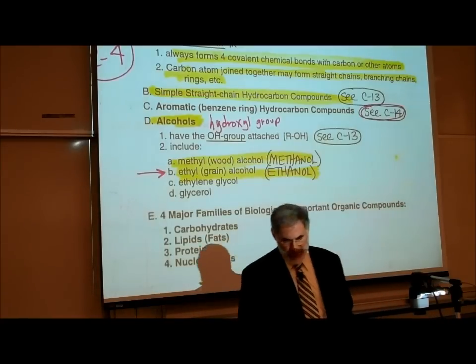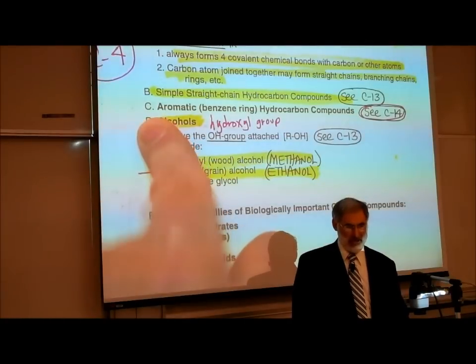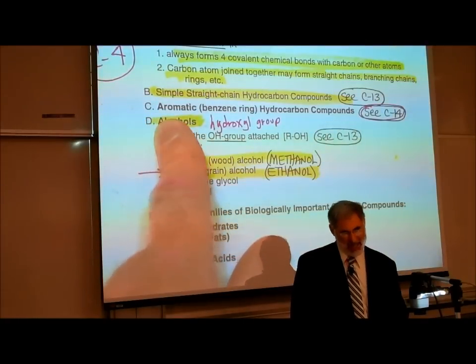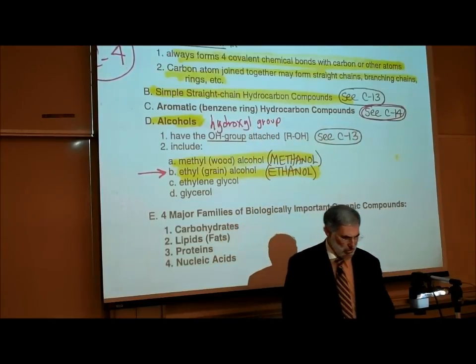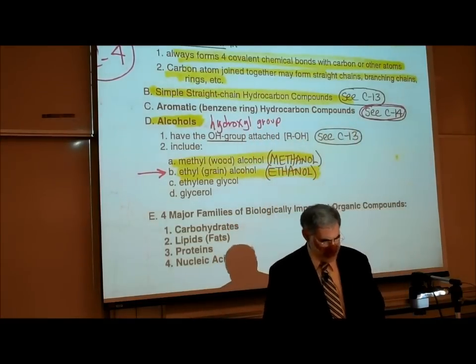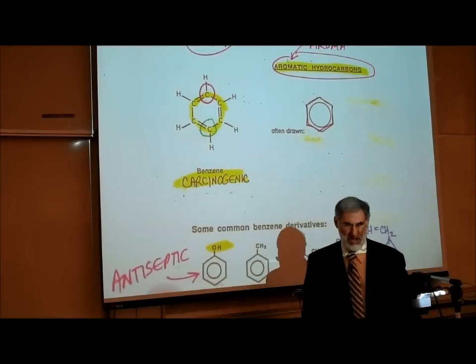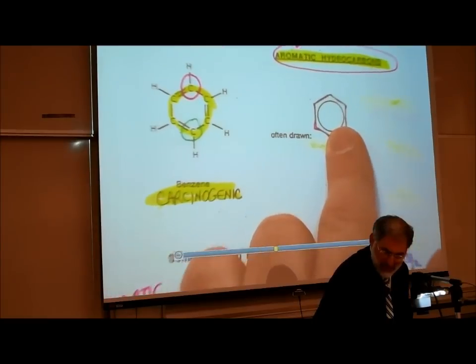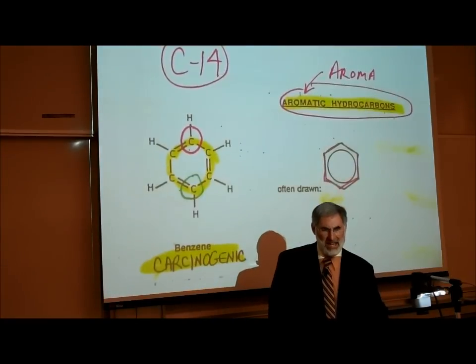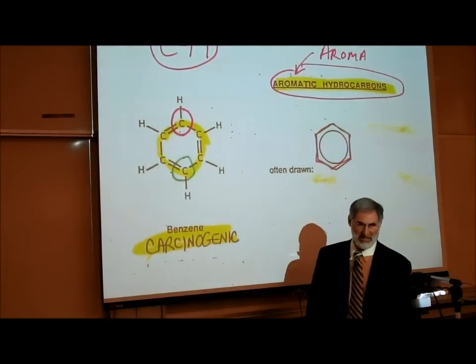Now, let's show you some other types of organic compounds. So I skipped right here, letter C, aromatic hydrocarbon compounds, or benzene ring. And these are shown on page C14. So let's look at that on page C14. These are called aromatic hydrocarbons. The reason why they're called aromatic is because they have a smell or an aroma in most cases.